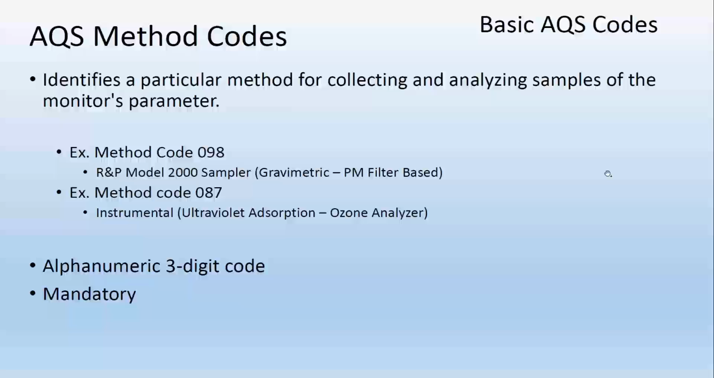Looking down again, another example would be method code 087, which corresponds to an instrumental or gaseous analyzer that uses ultraviolet absorption through Beer's law to detect and measure ozone molecules in the air. Attributes for this code, again, is it's an alphanumeric 3-digit code and it's mandatory.